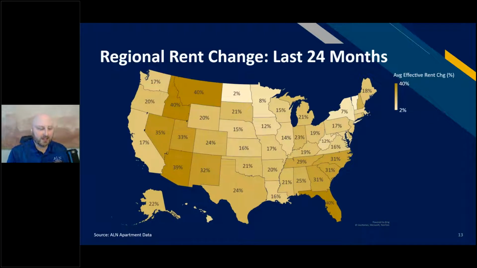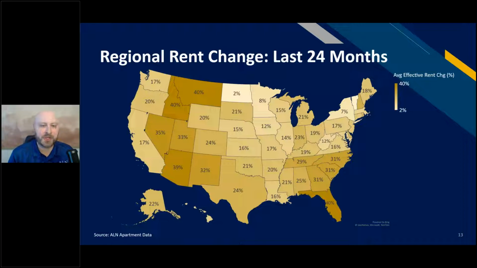And again, what does that look like from a regional perspective here over the last 24 months? The Mountain West stands out, so does the Lower Atlantic. Those are really the two regions that stand out. But also, I just wanted to show that with only a handful of exceptions, just how widespread the rent growth has been.